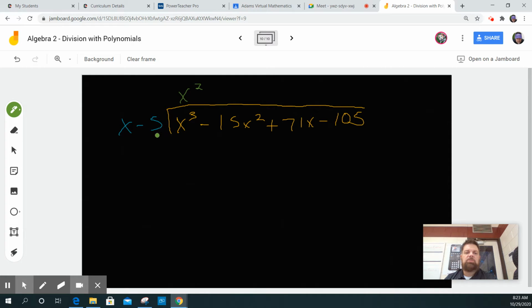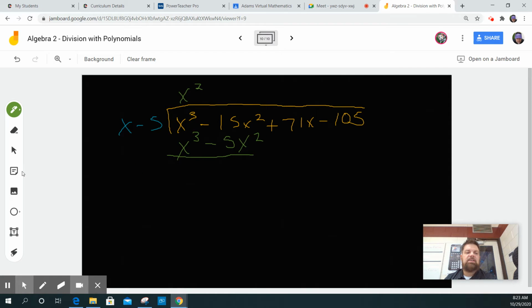But remember, I've got to multiply that by every term. So what I'm going to do is multiply x squared by negative 5. Well, that just gives me negative 5x squared. Okay. And then x squared times x gives me a positive x cubed.